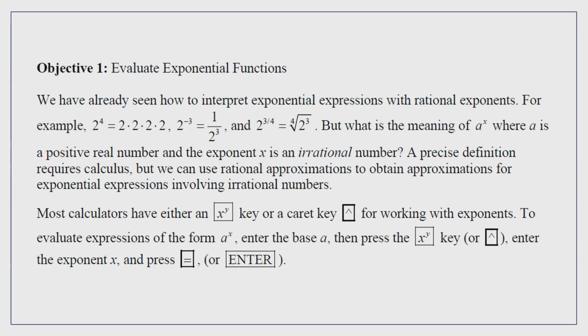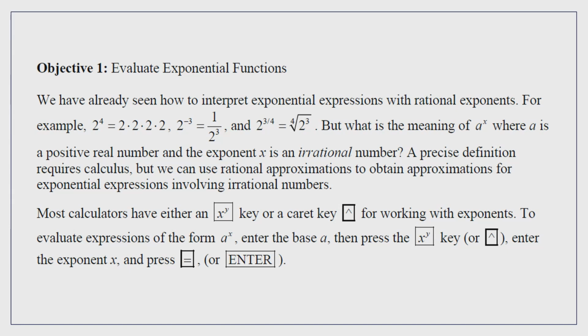But what is the meaning of a to the power x, where a is a positive real number and the exponent x is an irrational number? A precise definition requires calculus, but we can use rational approximations to obtain approximations for exponential expressions involving irrational numbers.